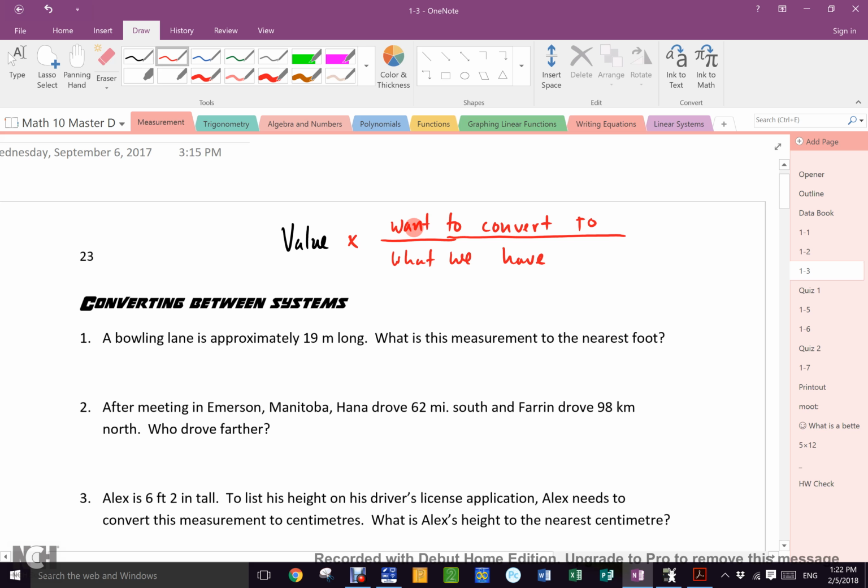Do we have to memorize those numbers? No. Where do we find those numbers? In our book. On page 17, right? Or on the booklet I gave you.